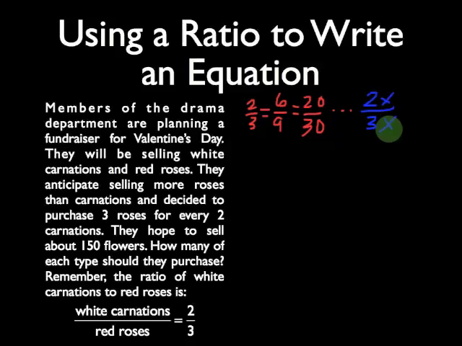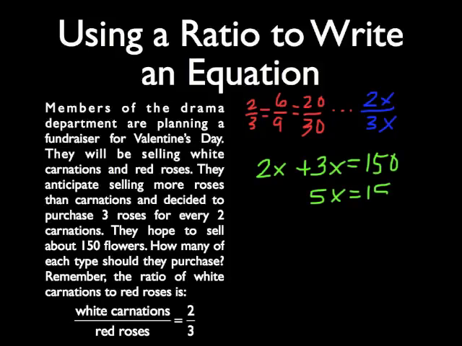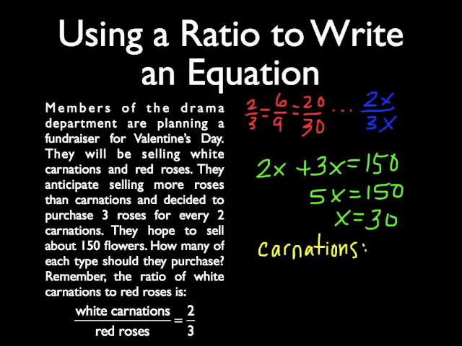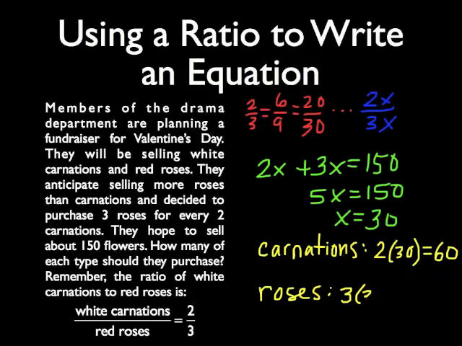Something else that we know is that both of these numbers combined have to equal 150. So that gives us the equation 2x plus 3x has to equal 150. The number of white carnations plus the number of red roses is 150. And solving that, 2x plus 3x is 5x. Divide both sides of the equation by 5, so we find out that x is 30. To find out how many flowers of each type we get, we just simply plug in 30 to each of the expressions. So white carnations is 2 times 30, which is 60. And red roses is 3 times 30, which is 90.